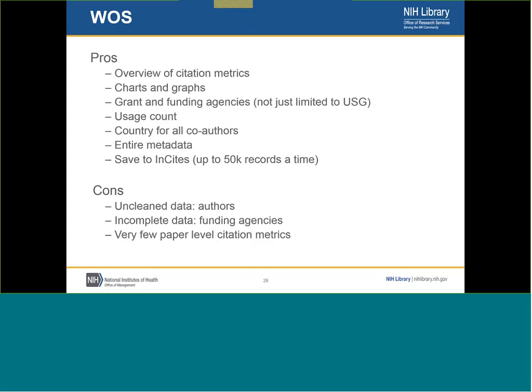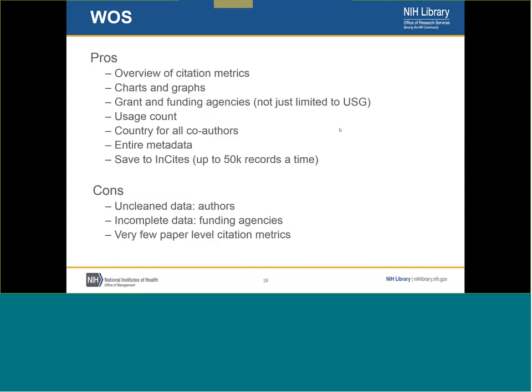Limitations of Web of Science. First, the strengths. They provide an overview of citation metrics. They provide charts, graphs. They provide some sort of grant and funding agency information. Not clean, but at least you know that it covers a lot of things, not just U.S. government information. They provide usage count. When it's about the country information, it's all of the co-authors, not just the first authors. They also provide you with the entire metadata, as long as you're patient enough to download that.